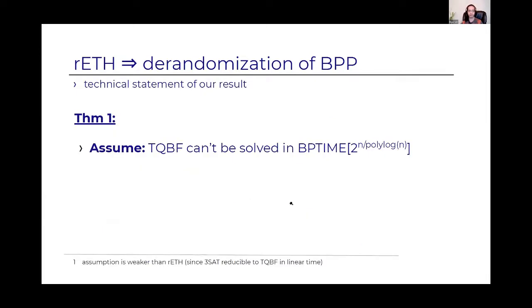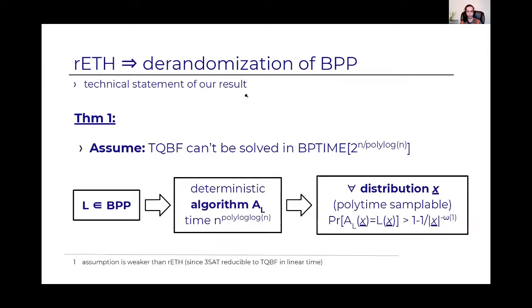And in particular, let's state the first theorem just a bit more formally. Our assumption is that TQBF, the totally quantified Boolean formula, which is the PSPACE-complete problem, can't be solved in nearly exponential time, 2 to the n over polylog n. And this assumption is weaker than RETH. RETH implies this assumption. And our conclusion is that every language in BPP admits a deterministic algorithm, A sub L, that runs in what I call almost polynomial time, n to the polylog log n. So there's a double logarithm here in the power.